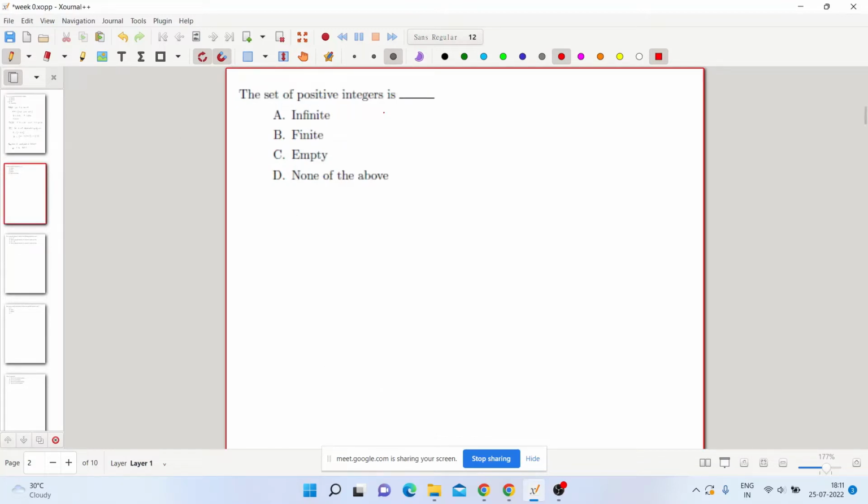Here the question is, a set of positive integers is either infinite, or finite, or empty, or none of the above. So, let us see what all these terms mean again. What is finite?